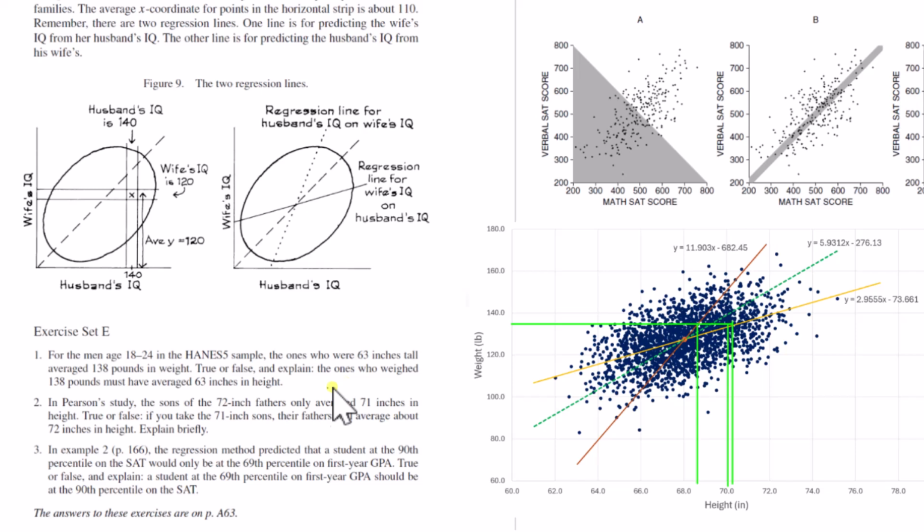True or false, the ones who weighed 138 pounds also averaged 63 inches in height. So we're assuming this is a football-shaped cloud. Well, no, it doesn't. It's not a one-to-one mapping back and forth. So, okay, are we above average here? Well, it doesn't even matter. No matter if we're below average or above average, if this 63 inches is below or above, it's not going to be a one-to-one mapping unless we're on the point of averages, which I'm assuming we're not. What is 63 inches? 5'3"? No, we're below average. So this is going to be false. It's not a one-to-one mapping between the x and the y variables.